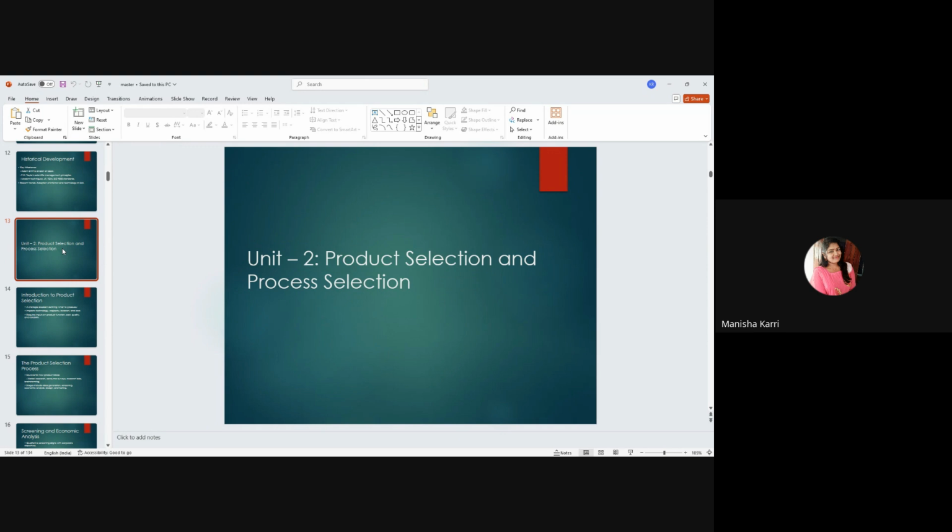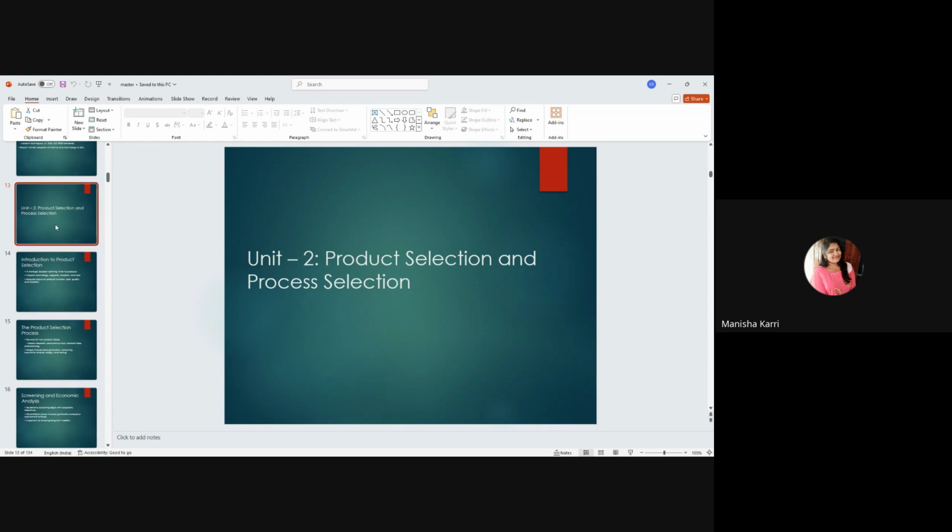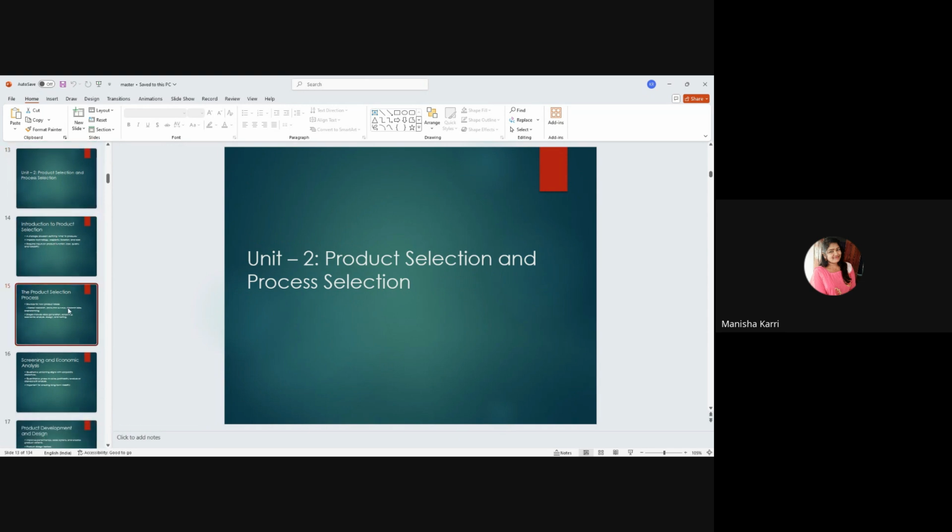Factors to be considered here are product type. Is it a standard product or a customized product? And product volume, like how many units need to be made? Cost and efficiency, which process is more cost effective? And flexibility, how easily can the process adapt to changes or not? So with this, we get to know the importance and introduction of product selection and process selection.